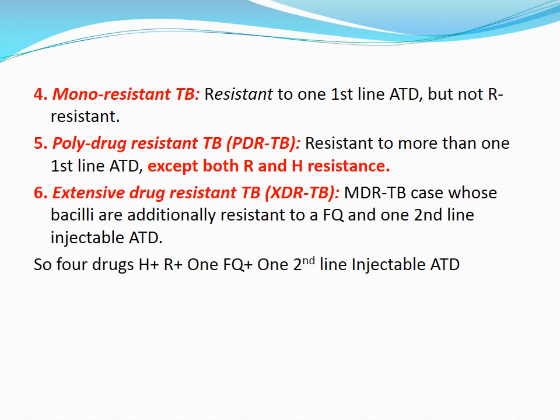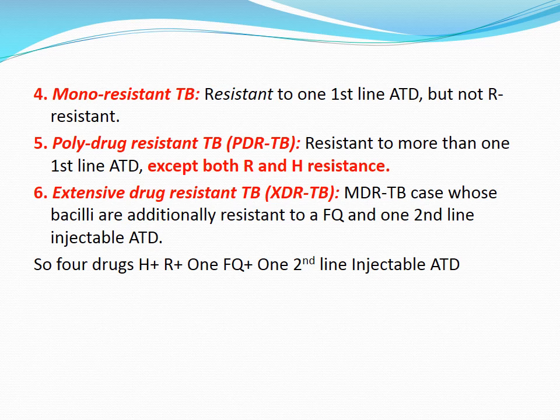Okay, next the fourth type is a mono resistant tuberculosis. Here, the bacilli are resistant to one first-line antitubercular drug, but they are not resistant to the rifampicin. Rifampicin छोड़ के बाकी जो चार drug है, उसमें से किसी एक को resistant अगर है, तो we are calling it as a mono-resistant tuberculosis. Means isoniazid, ethambutol, pyrazinamide और streptomycin. किसी एक को अगर resistant है, तो that is mono-resistant tuberculosis. लेकिन rifampicin को नहीं, because we already seen rifampicin resistant is categorized as a MDR tuberculosis only.